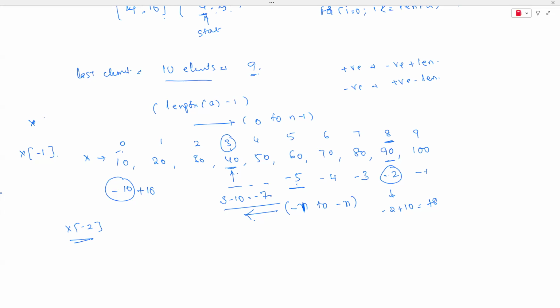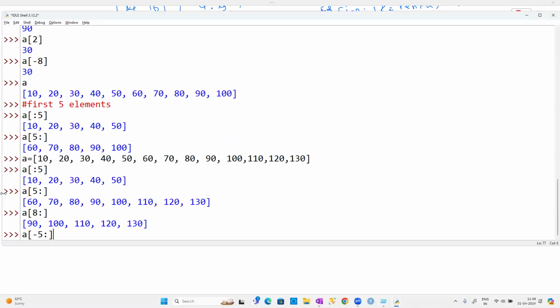So observe carefully, guys. Index starts from the right-hand side, but reading always takes place from left to right only, guys. Don't think that it reads from here 60, 50, 40, 30, 20, 10. It's not like that. Reading is always from left to right only. Only the index goes from right to left. So the meaning of -5 is: starting from the 5th element from the right-hand side, you pick the remaining 5, the last 5 elements, guys.